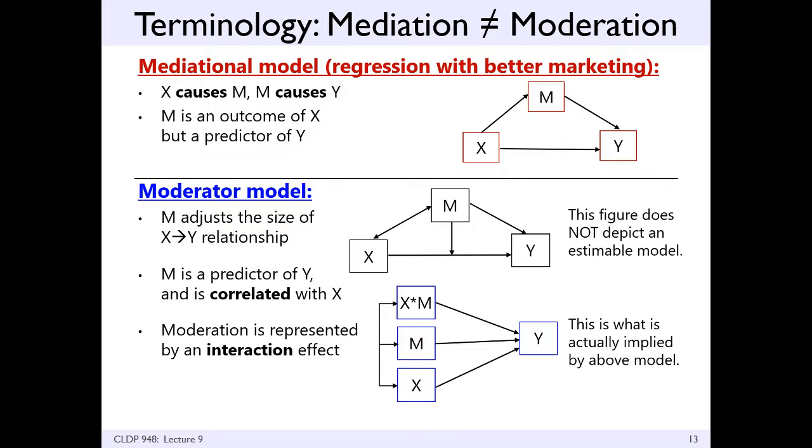So you'll also sometimes see pictures like this middle one here, where the box predicts a line. That's not a model. That is like a representation or a conceptual illustration. That is not a model. What that model actually would look like is down here. The idea that the relationship between x and y depends on m is captured by an x by m interaction term. So when I think moderation, I think interaction term. But in some worlds, you might actually think of m and x as moderators too, because they moderate y.